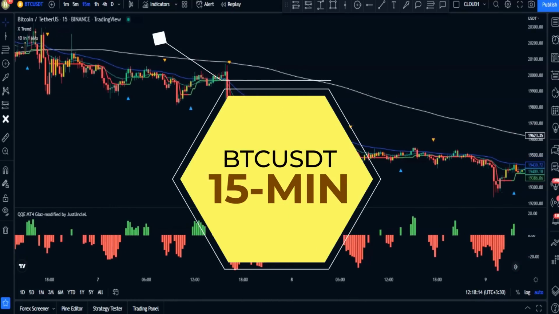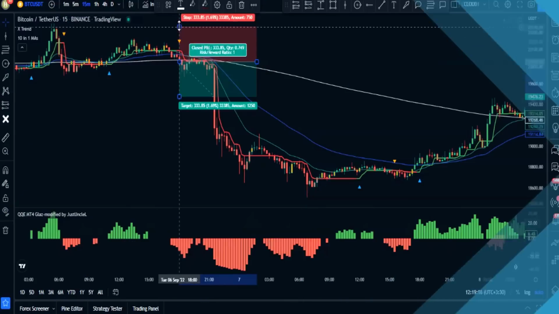So let's do the backtesting on the Bitcoin 15-minute time frame.